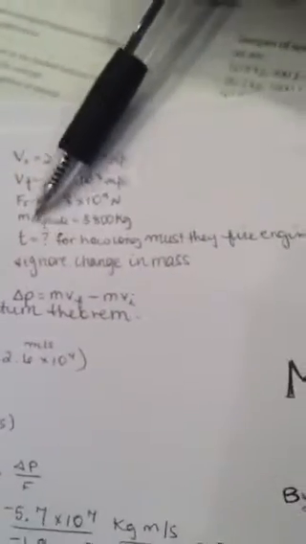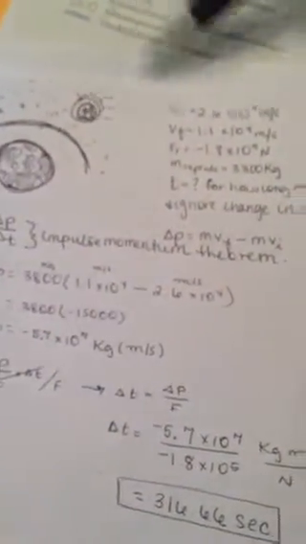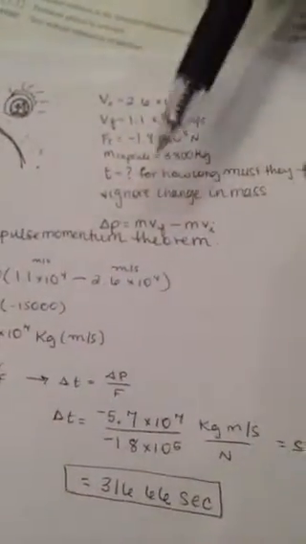And we're asked to find the time for how long they must fire the engines in order to slow down from 2.6 times 10 to the 4th meters per second to 1.1 times 10 to the 4th meters per second to enter the Earth's atmosphere.